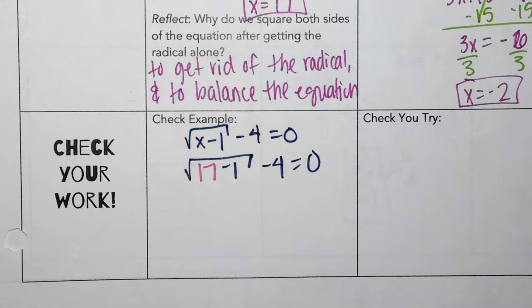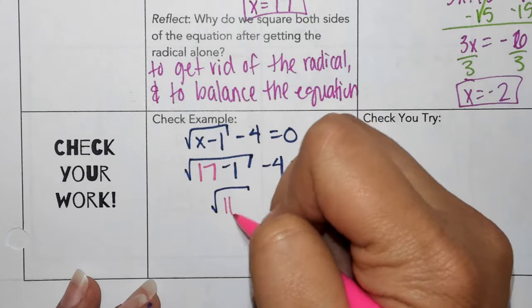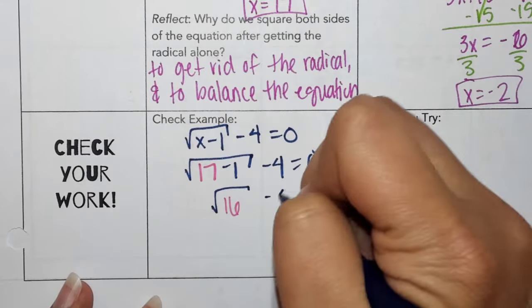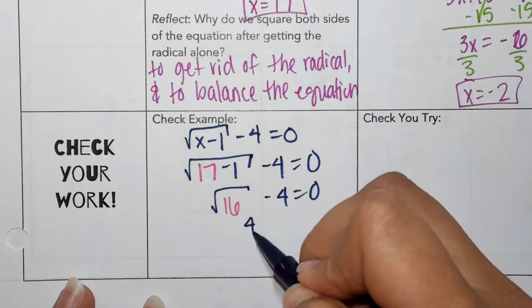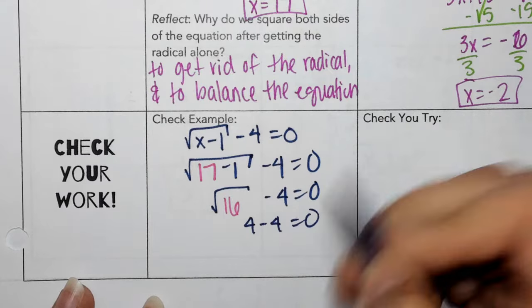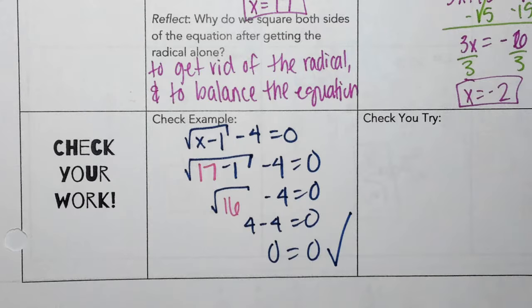What is 17 minus 1? 16. Okay, so now we have the square root of 16 minus 4 equal to 0. What's the square root of 16? 4. What's 4 minus 4? 0. Does 0 equal 0? Yeah. We did it right! Isn't it magic?